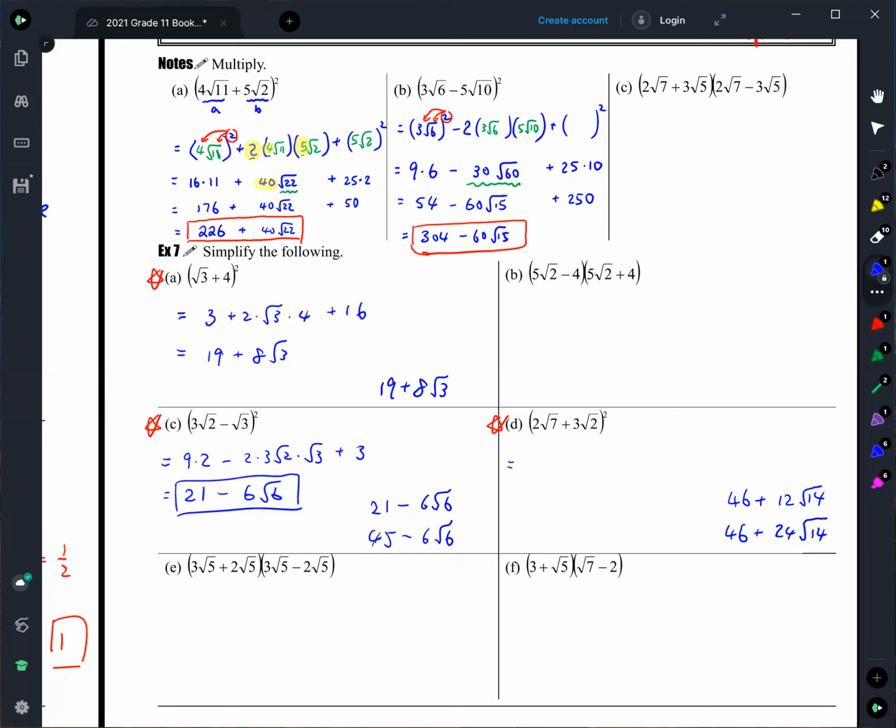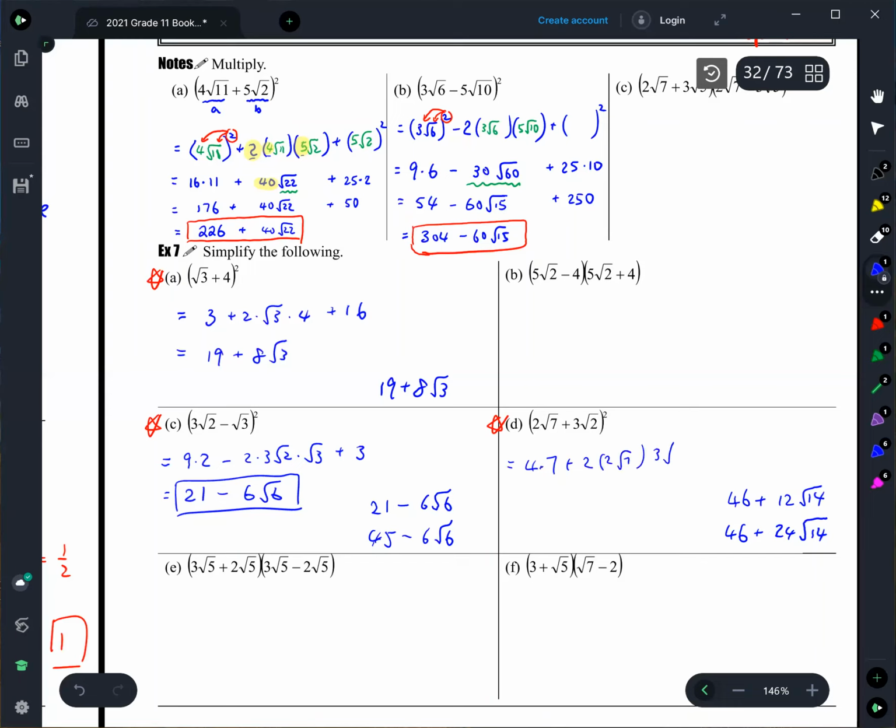Okay. So over here, and then next one, same thing, right? A squared will be 4 times 7 plus 2ab plus b squared, 9 times 2, so 18. Okay, I'm just gonna write the answer. 4 times 7, 28, 28 plus 18, 46. And then the outside numbers times together, so 2, 2, 3, that should give you 12, okay, so it should be plus 12 root 14, okay, so not 24.